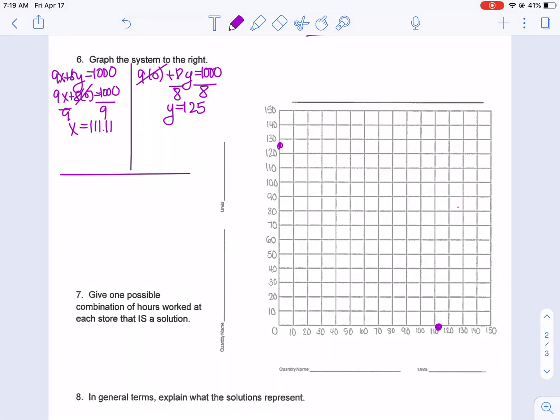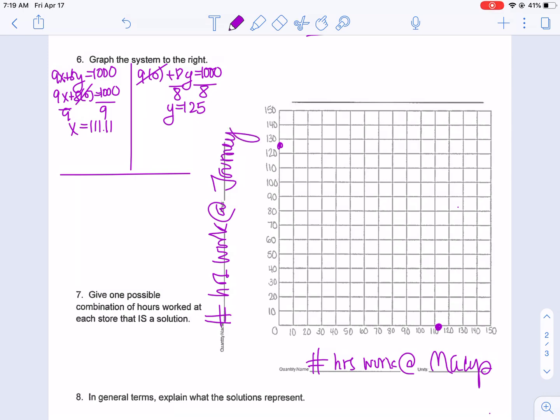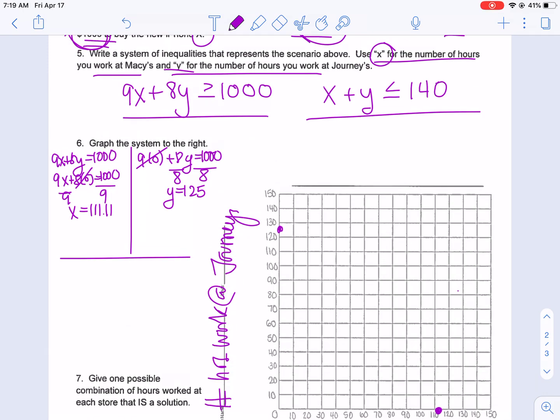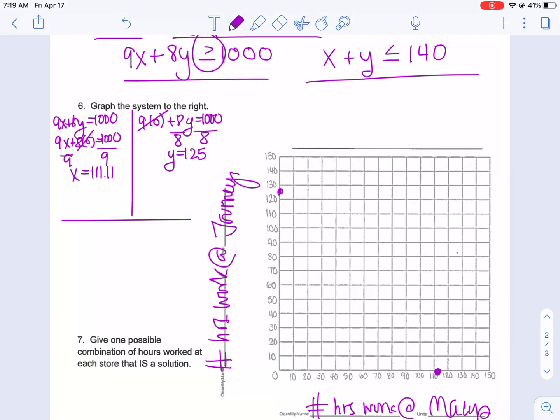And of course, we need to make sure we label. X is the number of hours you work at Macy's, and y is the number of hours you work at Journeys. Okay, so we have those two intercepts. And we have a greater than or equal to symbol, so we're going to draw a solid line.